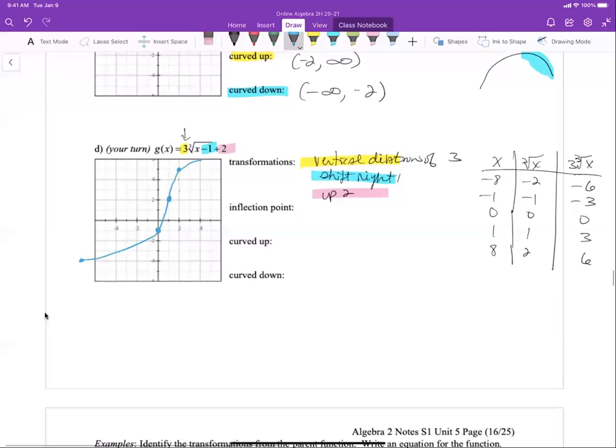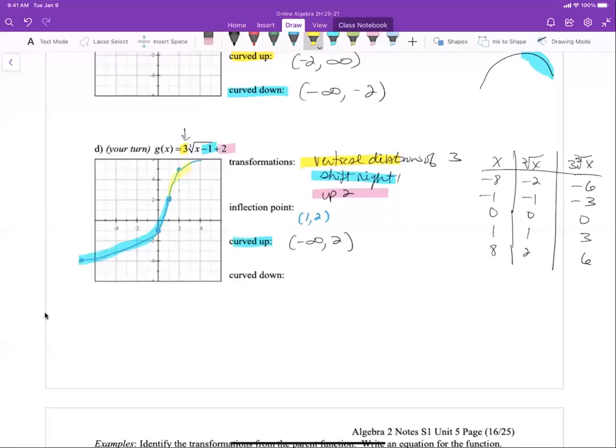So now my inflection point is at x of 1, y of 2. Where am I curving up? All of these are curving up, that area right there. And so we start from negative infinity and go all the way up to 2. We don't include negative infinity and we don't include 2.